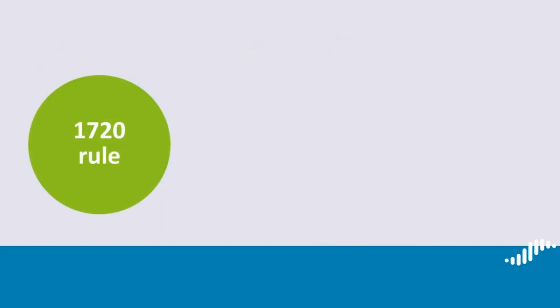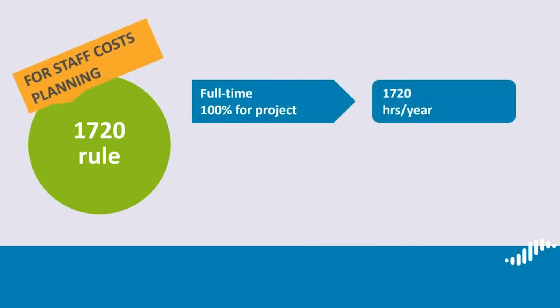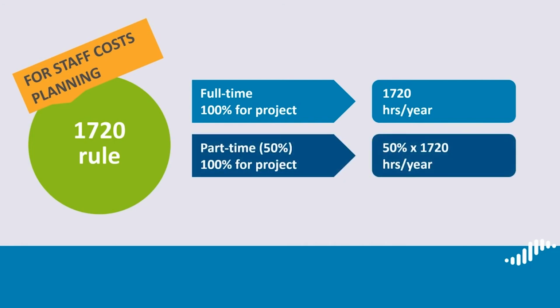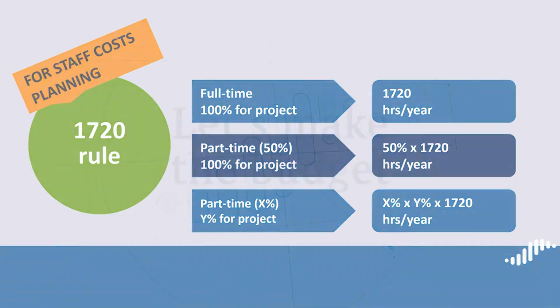As next, we would like to explain an important rule related to the staff costs. It is called the 1720 rule. It applies to all staff costs. 1720 is the maximal number of hours for a full-time employee per one calendar year working only for the project. If you plan a part-time employee with partial involvement in the project, you should reduce the number of hours accordingly, as it is shown on the slide.